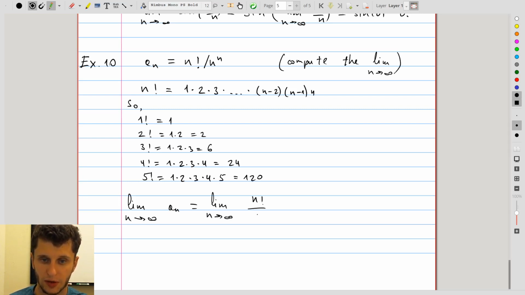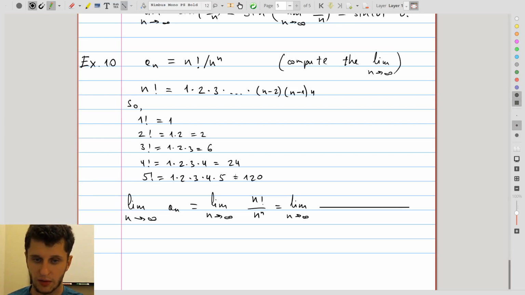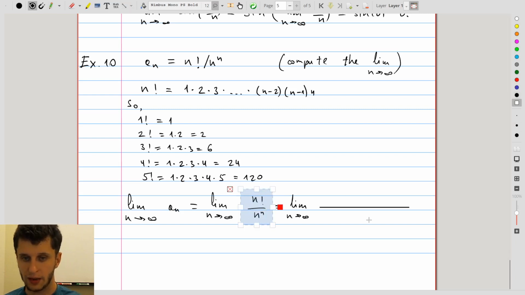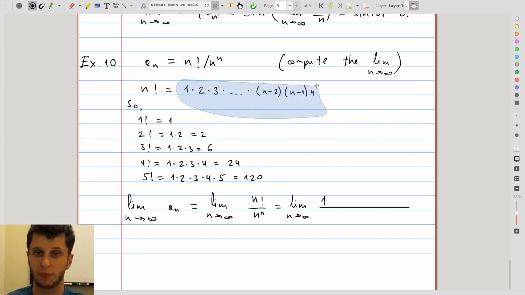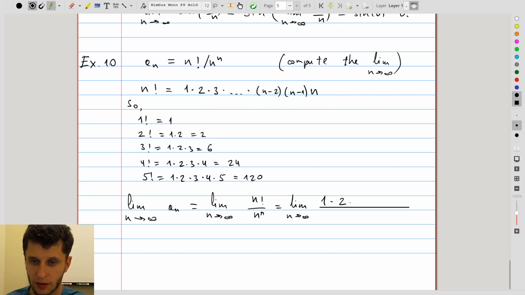Whenever you are dealing with factorials in the context of limits, you want to rewrite factorials as products. So I'm going to rewrite this expression for a_n as a product of n terms in the numerator and a product of another n terms in the denominator. In the numerator, according to the definition of factorial, I will have a product of n terms going from 1 to n. So here is the product in the numerator.